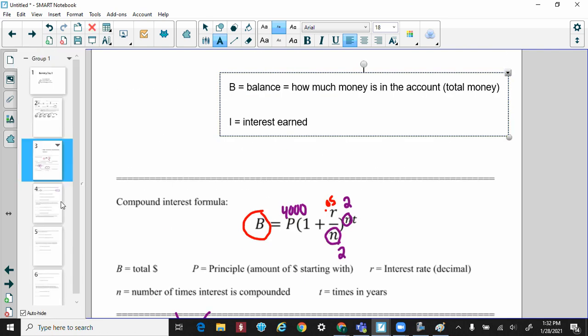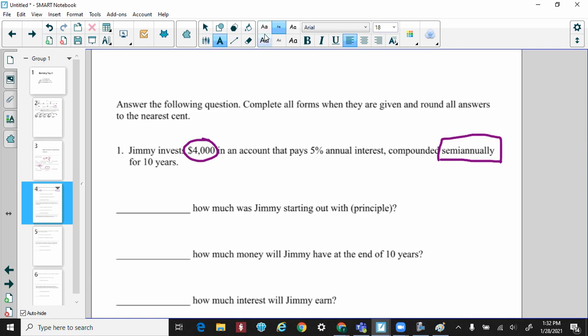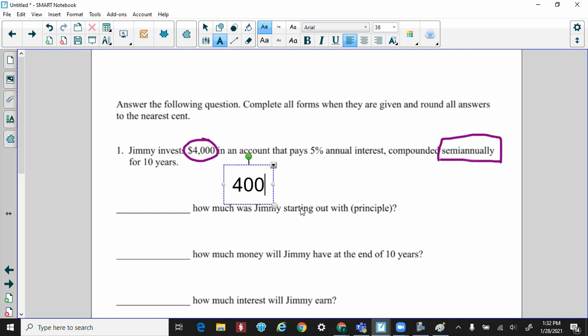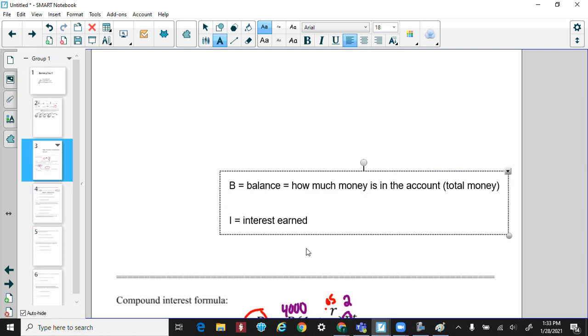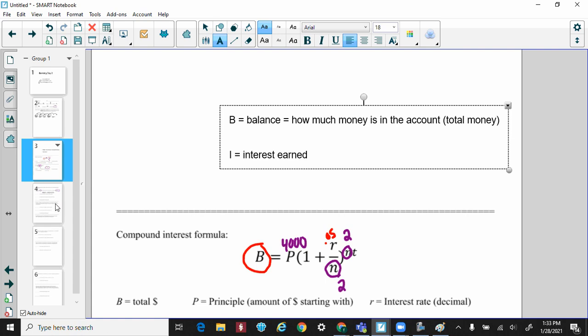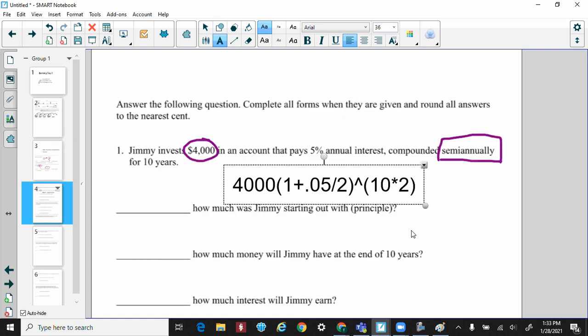So in this particular problem, I'm going to type it the way I would type it into a calculator. It just makes life easy. So 4,000 parenthesis 1 plus 0.05 divided by semi-annually 2 close parenthesis, raised to the power of 10 years times 2, close parenthesis. Of course, I forgot about the 10 years. The 10 years would be the time, that T right there. When I press enter, remember, it's going to give me the balance.